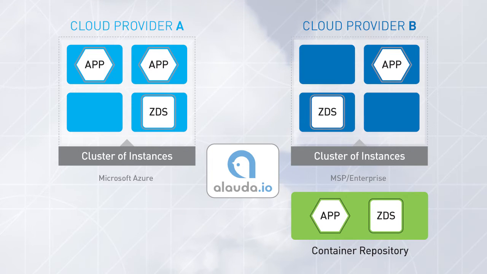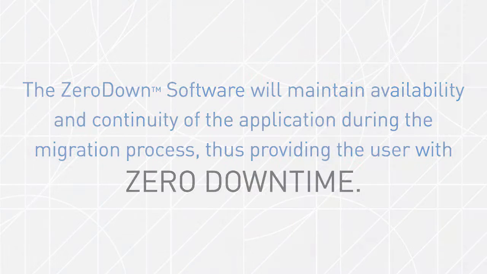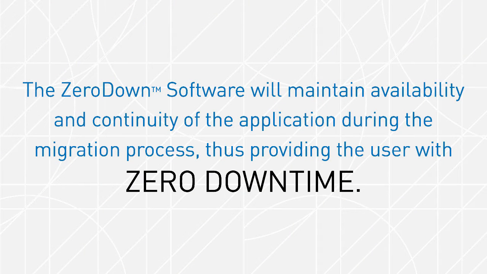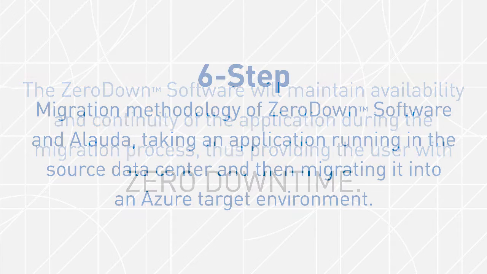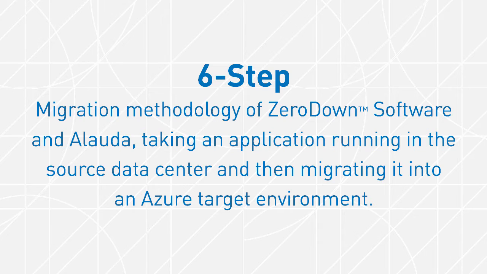With our partnership, we can also migrate applications into any cloud environment. During the migration process, the ZeroDown software will maintain availability and continuity of the application, thus providing the user with zero downtime. This video will walk you through the 6-step migration methodology of ZeroDown software and Alauda, taking an application running in the source data center and then migrating it into an Azure target environment.